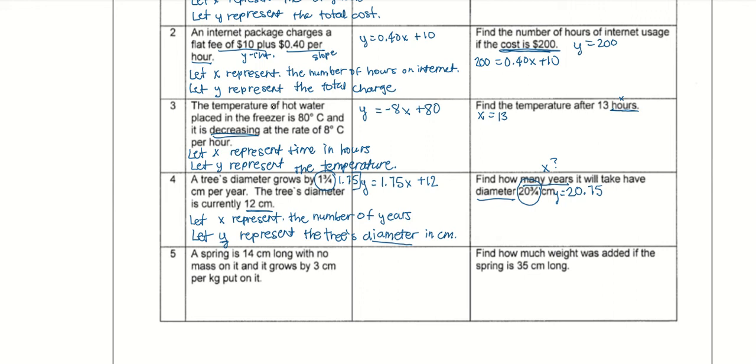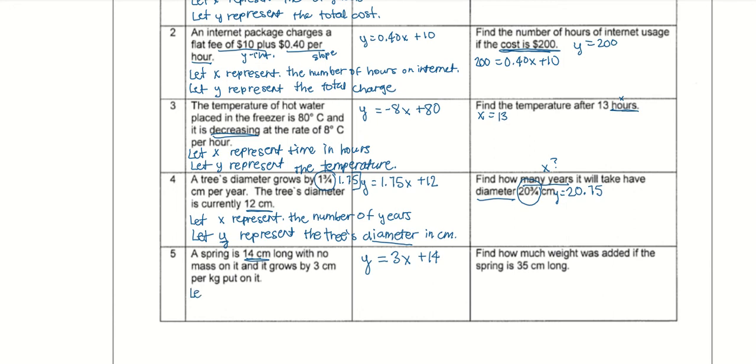Okay, and for the last one, number 5, a spring is 14 centimeters long with no mass on it and grows by 3 centimeters per kilogram put on it. So it's 14 centimeters long initially. So plus 14. So with no mass on it, so that's at the beginning, and then it grows by 3 centimeters per kilogram put on. So 3 centimeters per kilogram is equal to y, which is the length of the spring.